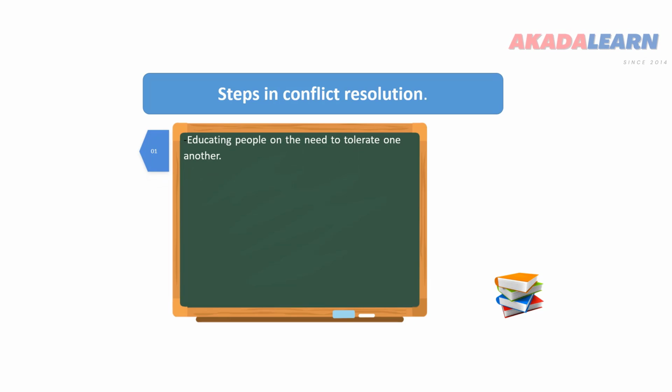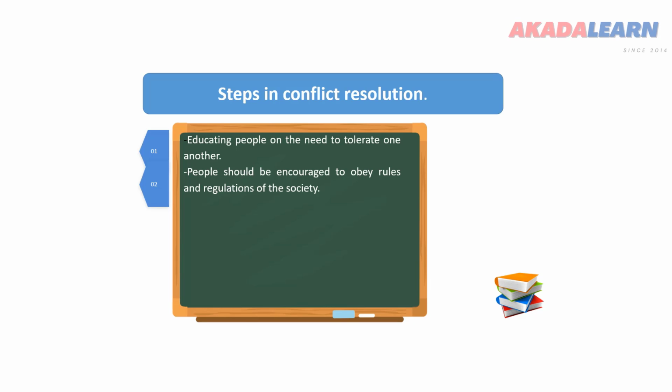The first one is educating people on the need to tolerate one another. Now, there is need for the society to constantly create programs where people are taught how to tolerate one another. We should learn to accept that there are other people around us. As much as we have needs, they have needs as well. We should put their needs into consideration and let the society progress. Number 2, people should be encouraged to obey rules and regulations in the society.